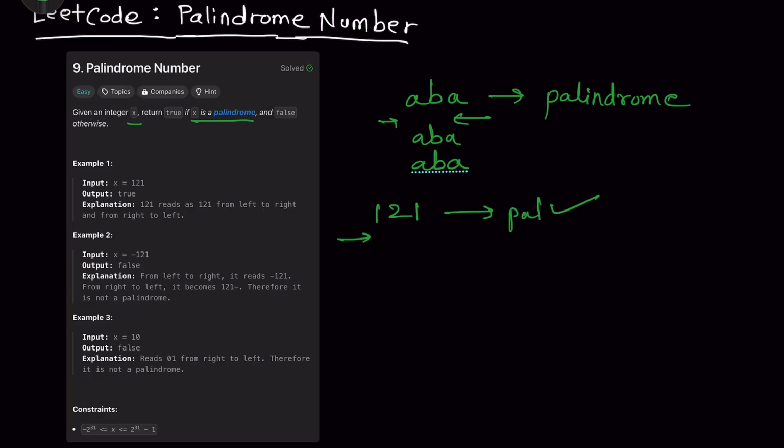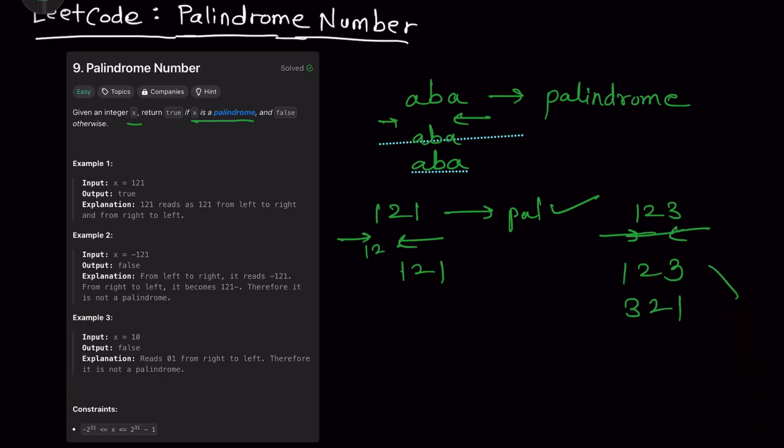Since if we read it from left to right, it is 121, and if we read it from right to left, it is 121 as well. If we consider another number like 123, if we read it from left to right, it is 123 itself, but right to left, it is 321. So it is not a palindrome.